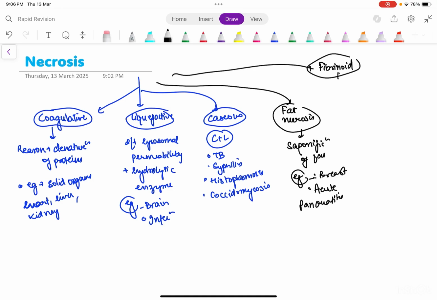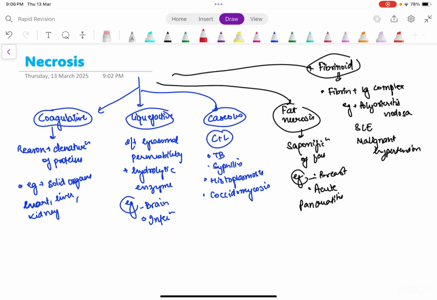Now fibrinoid, you have to remember, it is due to fibrin, like in this what you see is fibrin plus immunoglobulin complex. Here example is polyarteritis nodosa, SLE, then malignant hypertension. Now I'll just enlist some of the most important things you should know.